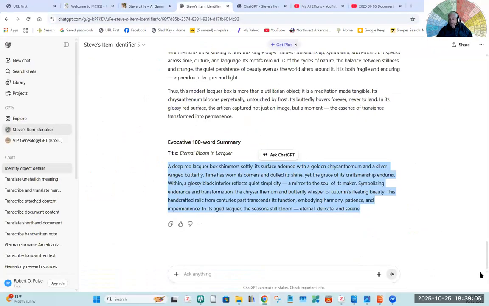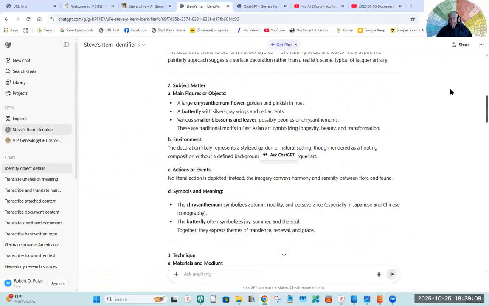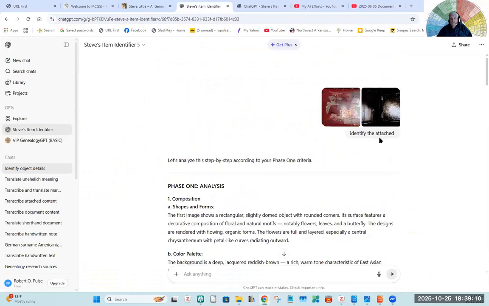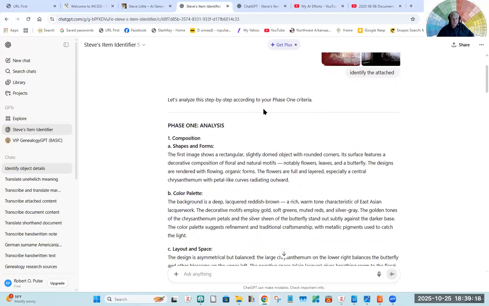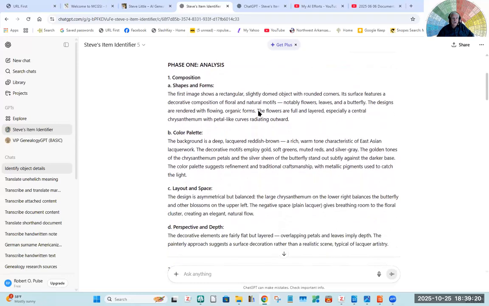I put it in there. Oh, I need to go back up to the top. I said, identify the attached. And I had 2 pictures. This is the top of the box, and this is the box open. And let's analyze this step by step. Now, I realize that this is going to be hard to read on the screen. So at the end of this, if you'll stick around, all of these are in large type on individual slides.